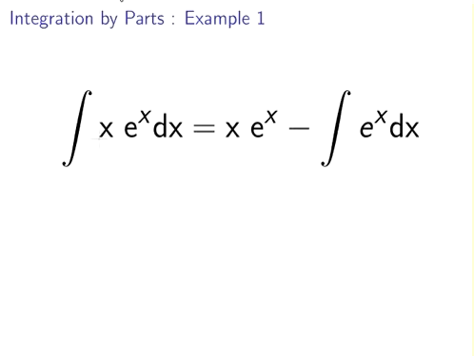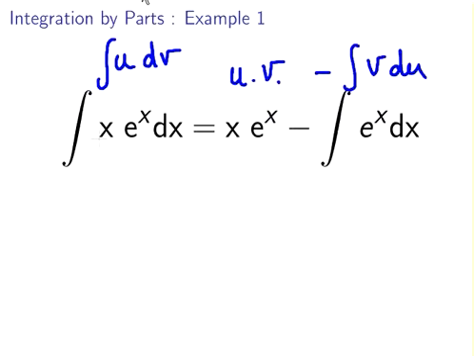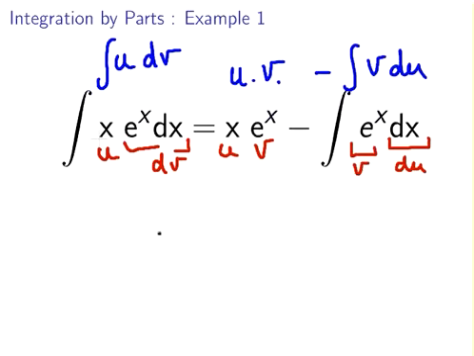I've written it out there again. I'll just go through it one more time. We have the integral of u dv. So that's u there, and that's dv. This is uv minus the integral of v du. And again, this is u here, this part here is dv, this is du here, and that corresponds to v.